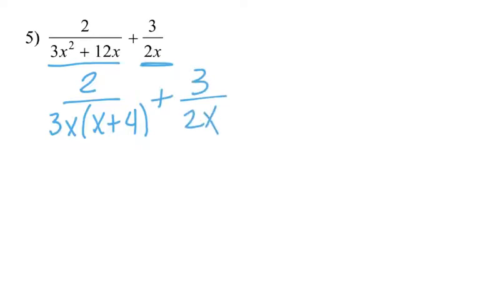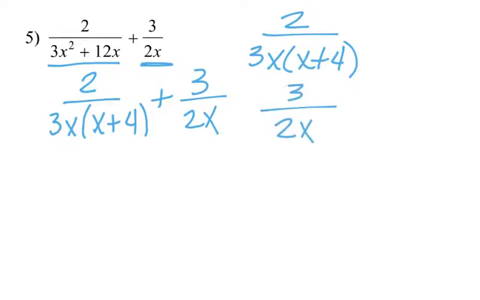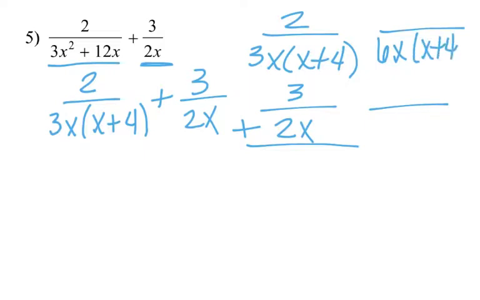Okay, so now I want you to think back to how we've always solved fractions, even going back to when you first learned them in like 5th or 6th grade, okay? So since we're adding, I want us to write it on top of each other. So we're going to say 2 over 3x times x plus 4, and then plus 3 over 2x. And we have got to find a common denominator, okay, because we're adding it together. And remember, if you're adding or subtracting fractions, you have to have that common denominator. So our common denominator is going to be 6x times x plus 4.